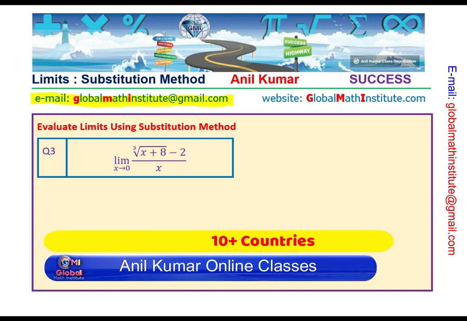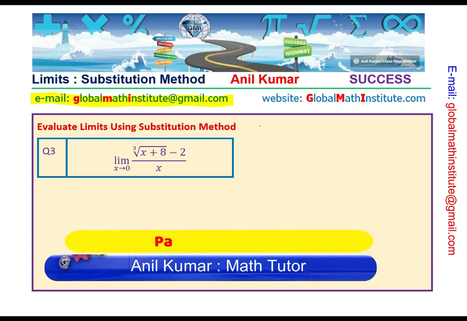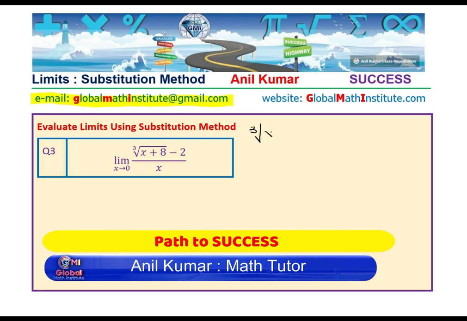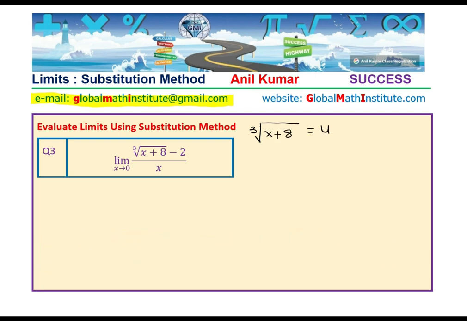Now, in this particular case, we are given the cube root of x plus 8. We are going to substitute this as u. That means x plus 8 is equal to u cube, or x is equal to u cube minus 8. So that is the first part.